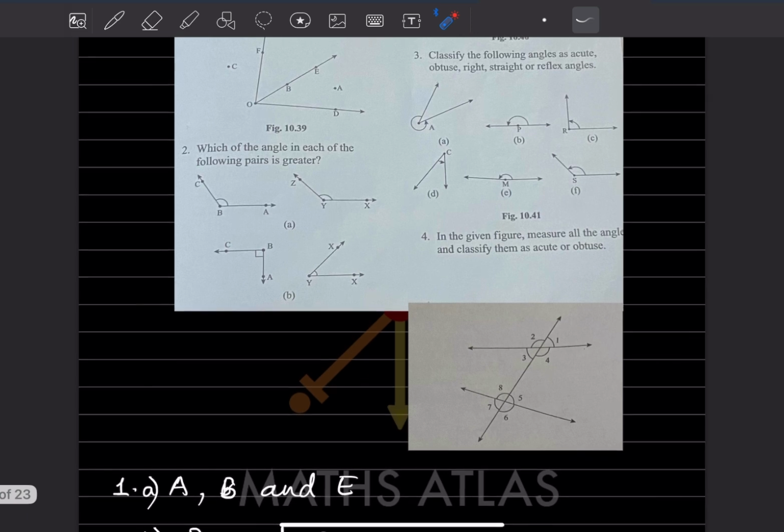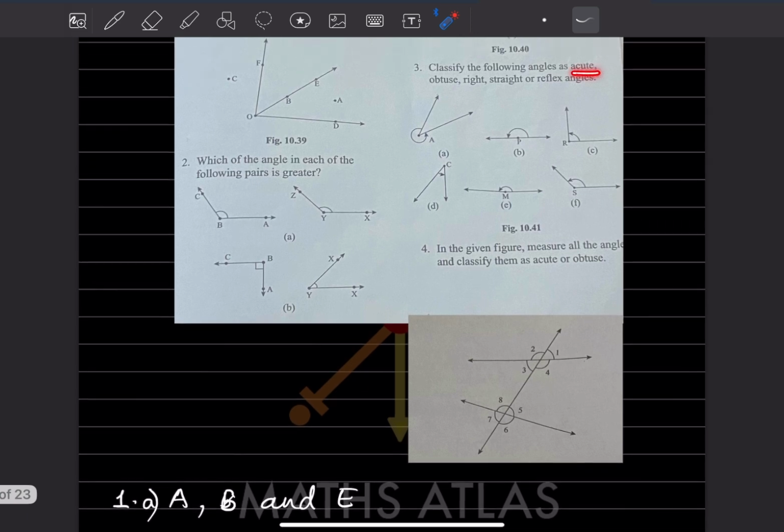So now we are going to classify the following angles as acute, obtuse, right, straight angle or reflex angle. So acute means it will be less than 90 degree. Obtuse means more than 90 degree. And right means exactly 90 degree. Straight means it is going to be 180 degree. And reflex angle, what do you mean by reflex angle? It means it will be more than 180 degree but less than 360 degrees.